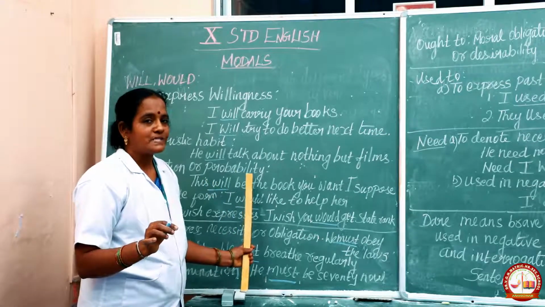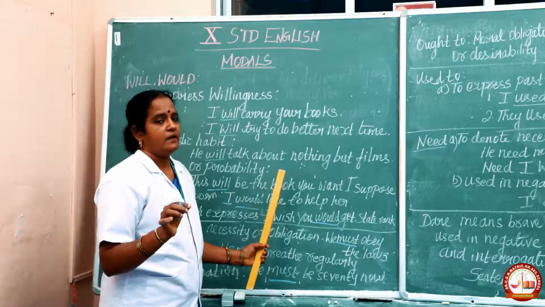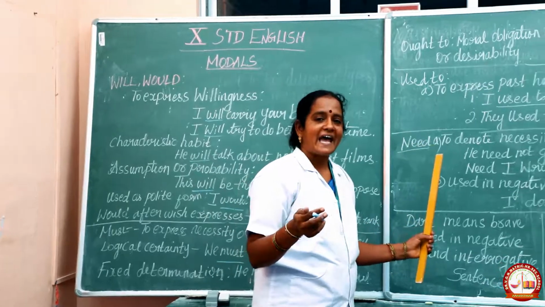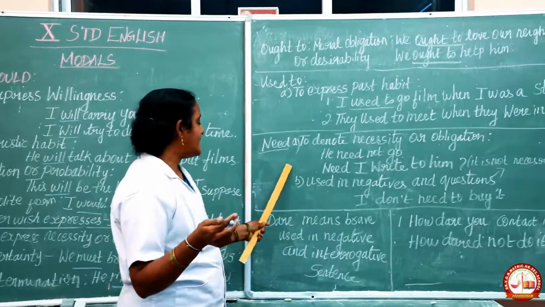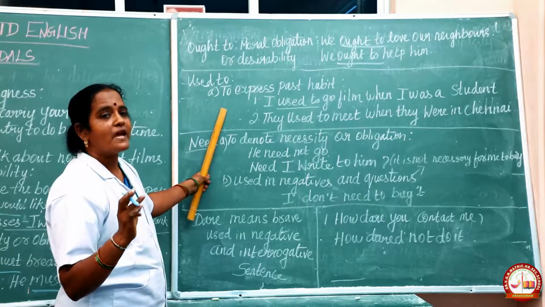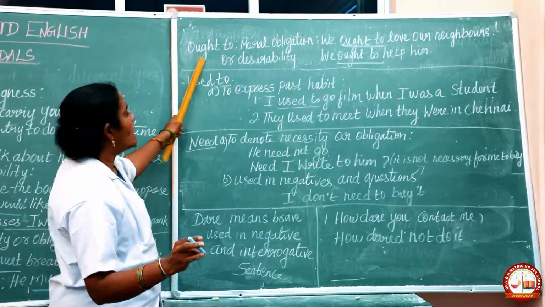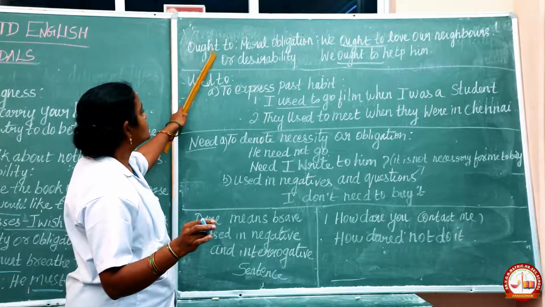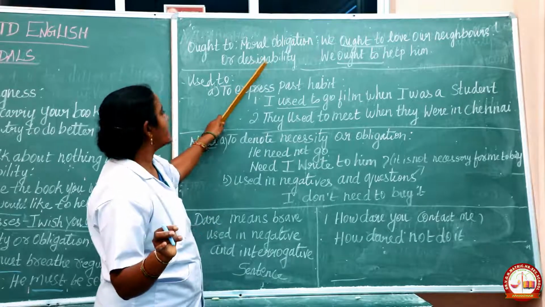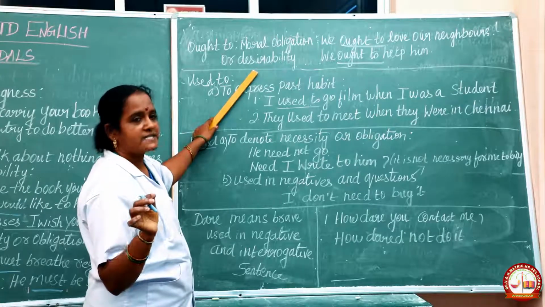Now we are going to see 4 semi or quasi modals. What are semi and quasi modals? Have to, dare, need and used to. These are 4 semi or quasi modals. See, now we are going to see have to. Moral obligation or desirability.